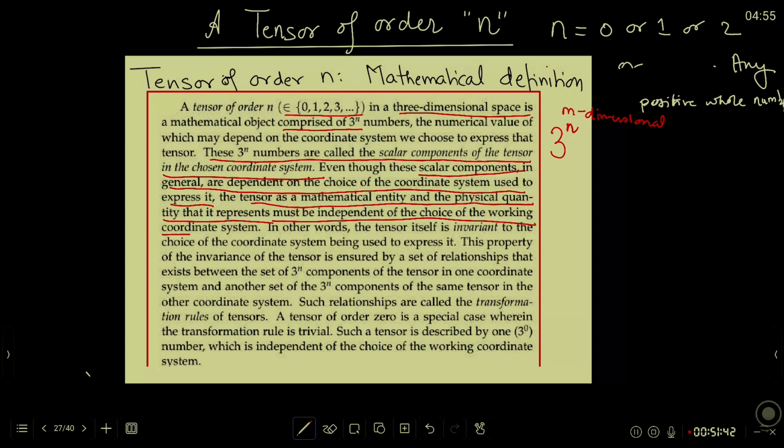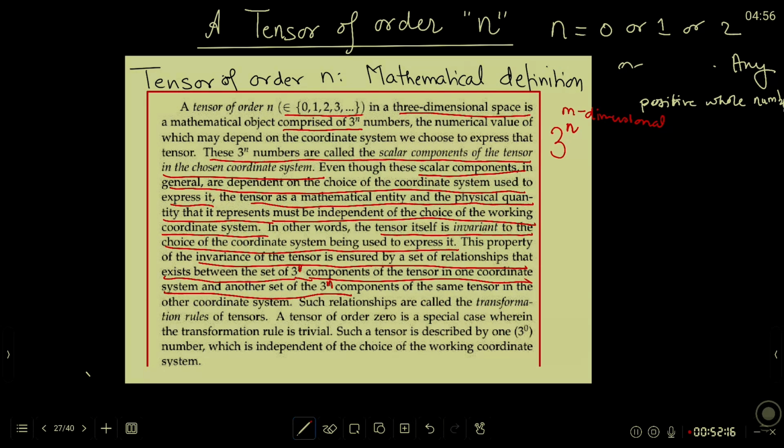This property of the invariance of the tensor is ensured by a set of relationships that exist between the set of 3 raised to the power n components of the tensor in one coordinate system and another set of 3 raised to the power n components of the same tensor in the other coordinate system. Right? Such relationships are called the transformation rules of tensors.